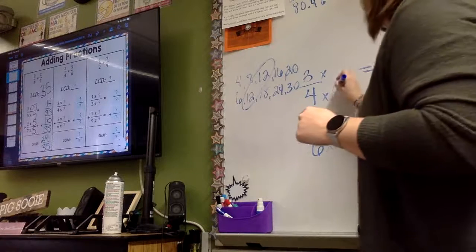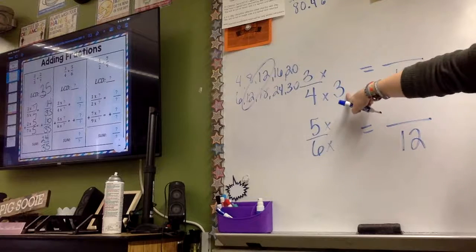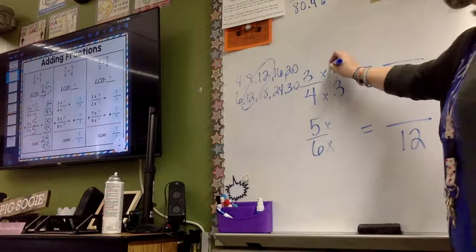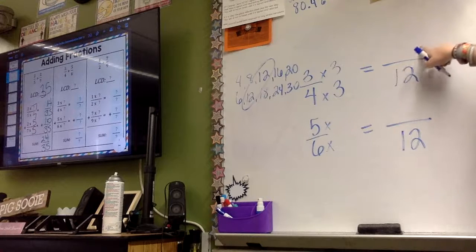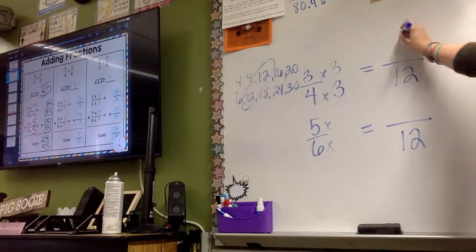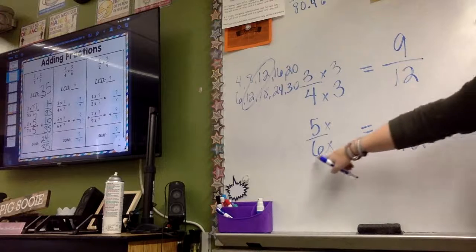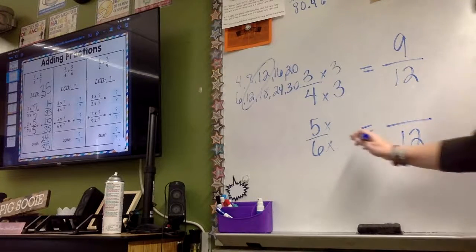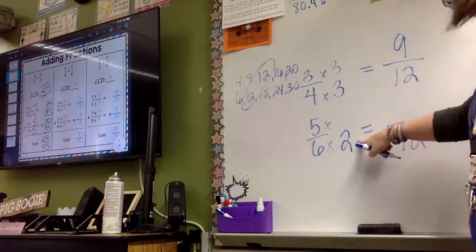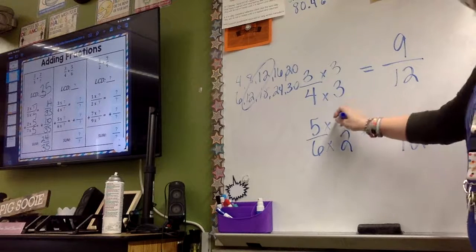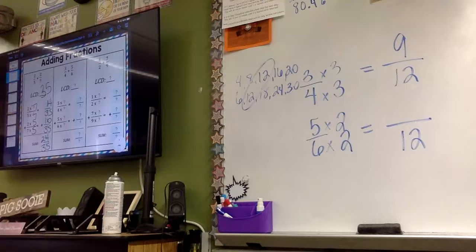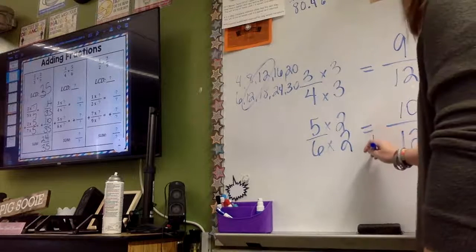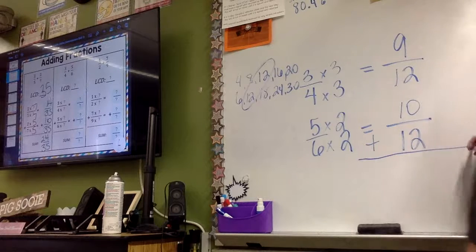3. I multiply this times 3. I have to multiply by 3. So my numerator here is going to be what? 9. 6 times what is 12? 2. If I multiply here by 2, I have to multiply here by 2. 5 times 2 is what? 10. Last step, I'm going to add these 2 together.